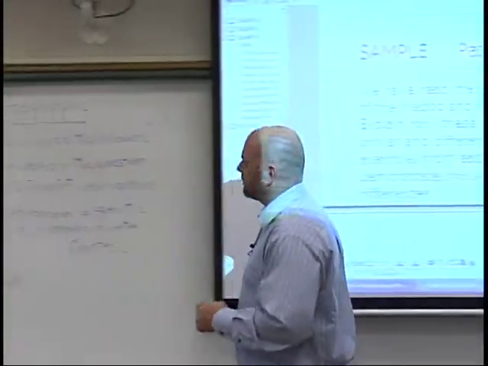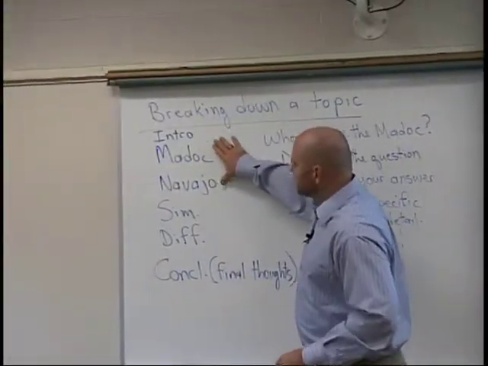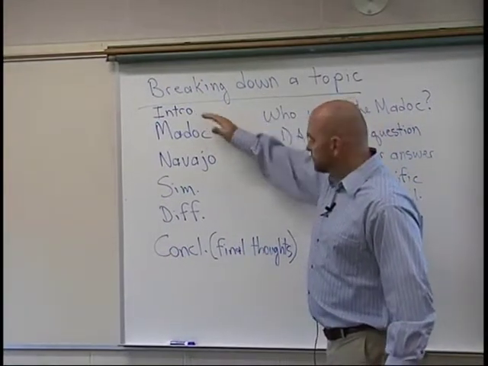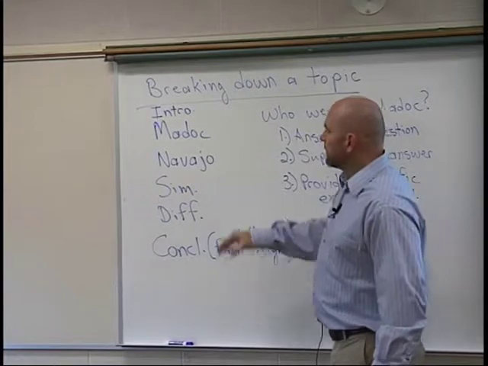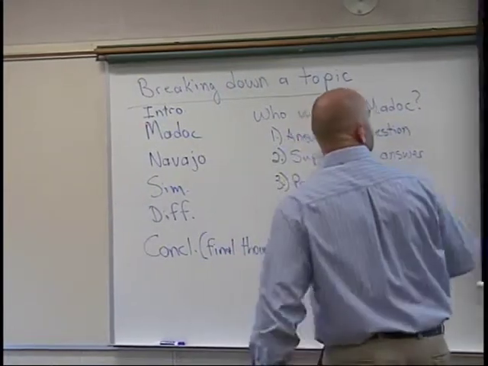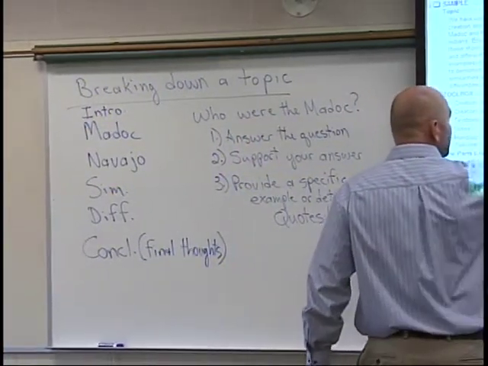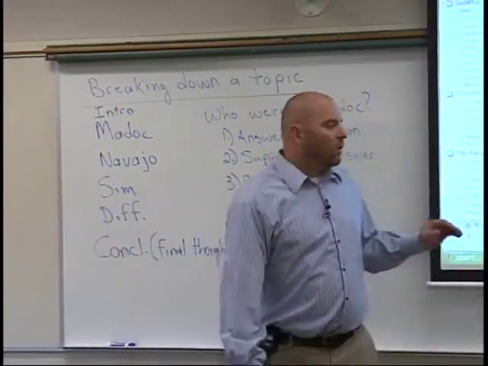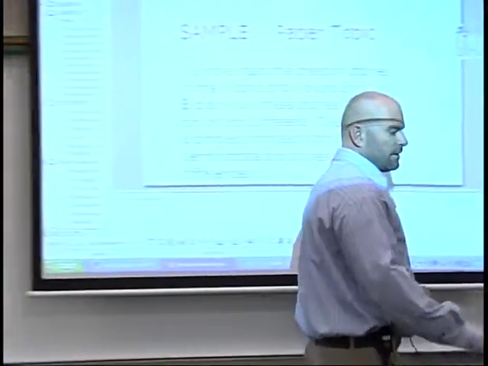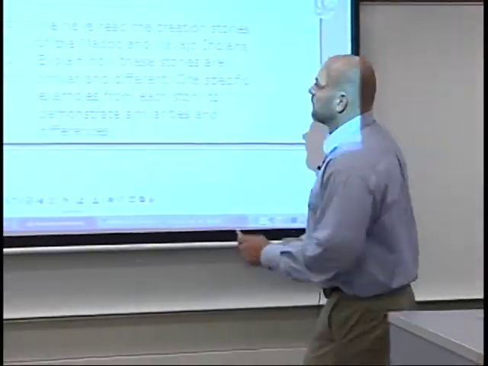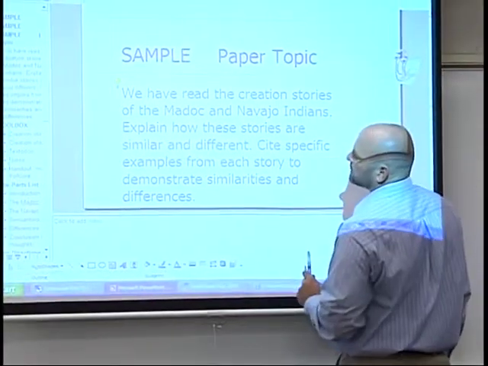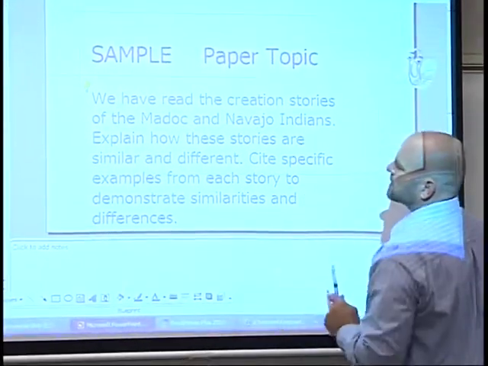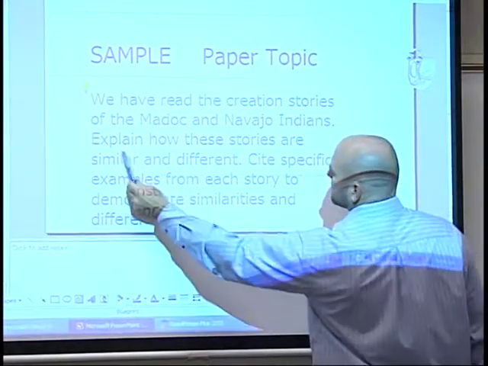If we look over on the whiteboard here, we look at the different areas that the topic talked about. We know that our papers are going to have an introduction and a conclusion. We also know that this paper is asking about the Madoc, the Navajo, as well as the similarities and the differences. All we need to do, and we need to make sure that we do, is when we have a topic, look for the nouns. Madoc, Navajo Indians. What is the teacher asking me to do about this? They're asking me to explain.